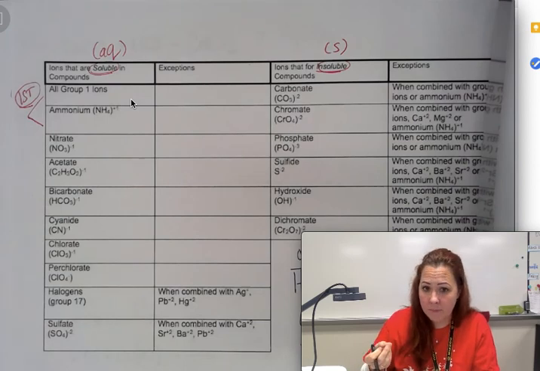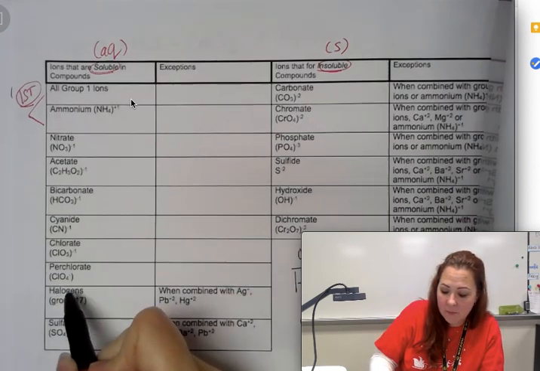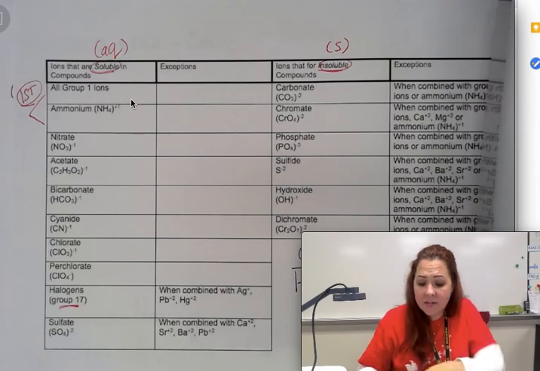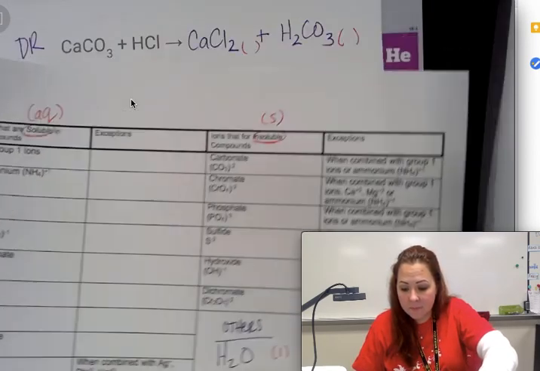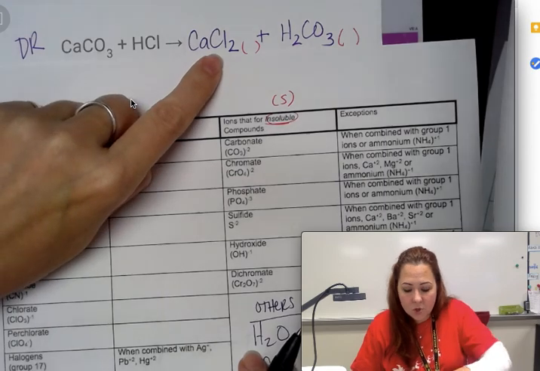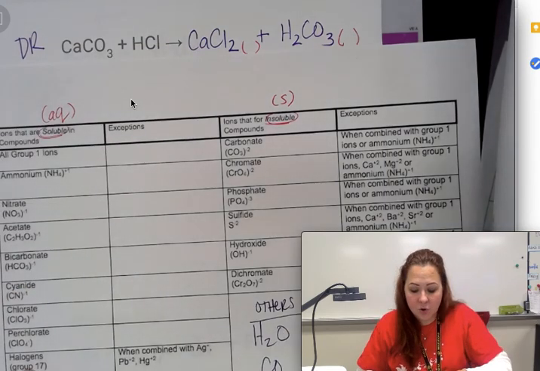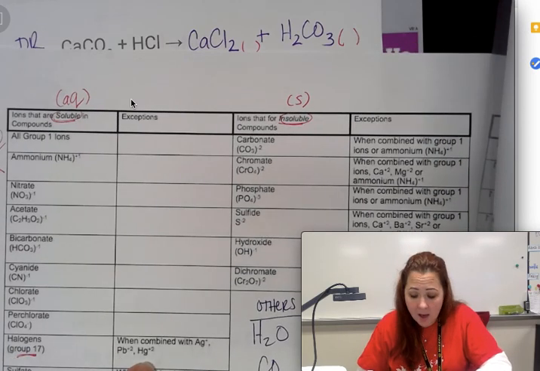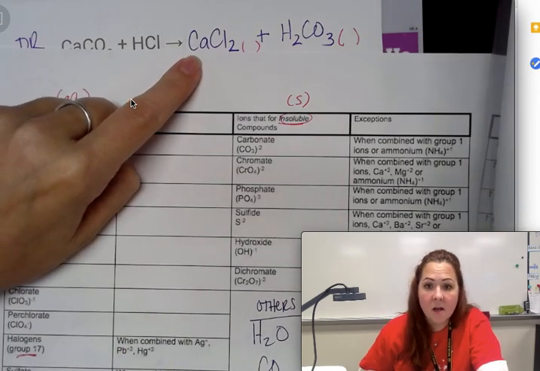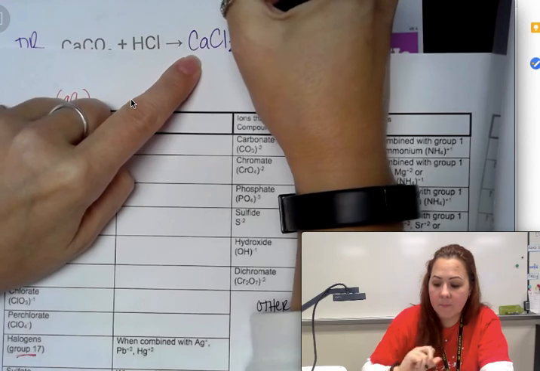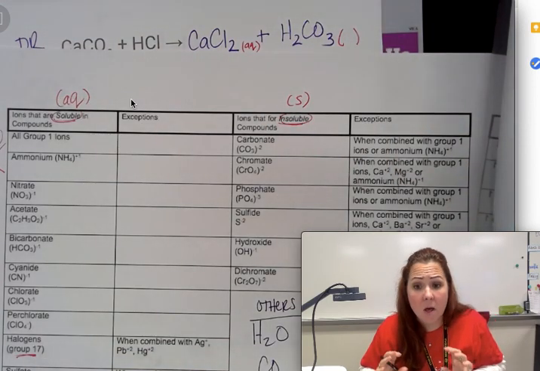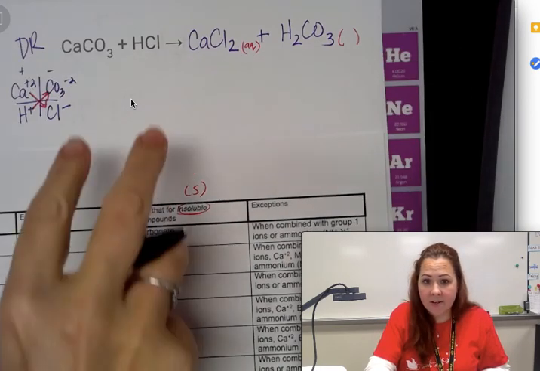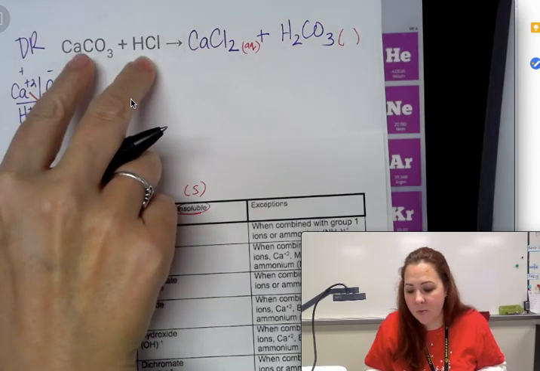So I need to find chlorine. Chlorine is kind of hidden down here with your halogens. Halogens are in group number 17, and I'm dealing with, in this case, calcium with chlorine. So I'm going to look at my halogens. Halogens are always aqueous unless combined with silver, lead, or mercury. I don't have silver, lead, or mercury in this case. So that means that this is aqueous, so I'm just going to put an AQ after it. Again, you're only predicting the products and the state of matter of the products. I don't care about the reactants because typically those are always going to be aqueous.